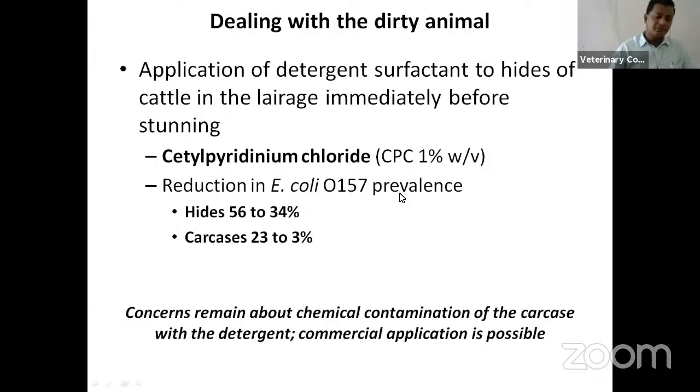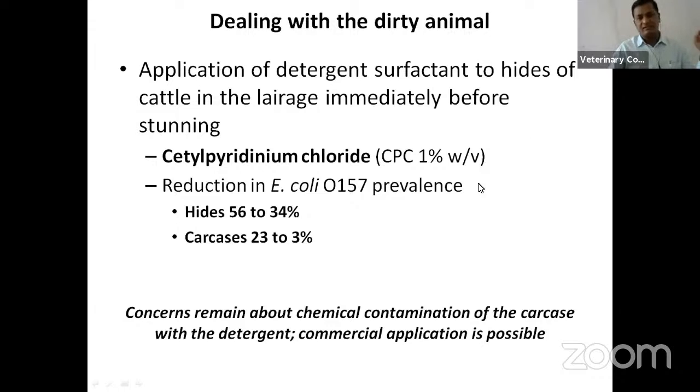This has reduced the E. coli O157 serotype prevalence both in the hides and the carcasses. What was the extent of reduction over the hides? From 56% to 34%. From 23% to 3%. That was the reduction. Zeroing was not achieved. It is again a study.